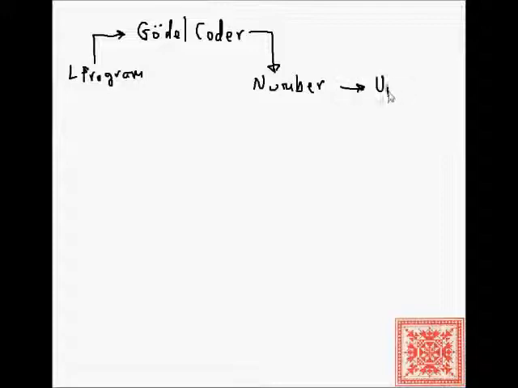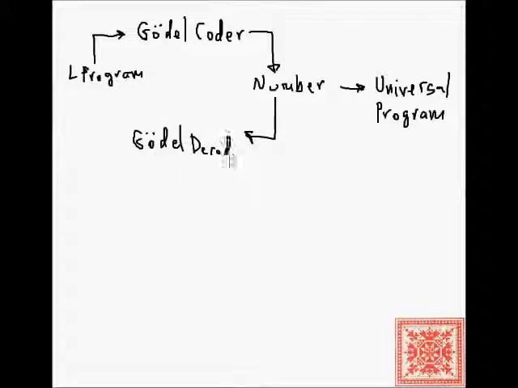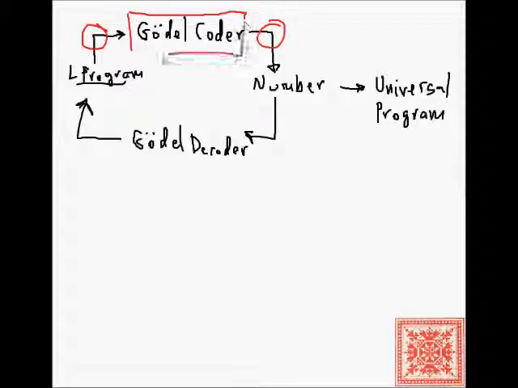That Gödel coder produces a number, just one natural number, and that natural number will be given to the universal program that I hope we will discuss in later screencasts on this topic. Or that number can be given to another module program called Gödel decoder, or reverse compiler, and that will obtain the source of that program. For now, we will focus in this screencast on the Gödel coder.